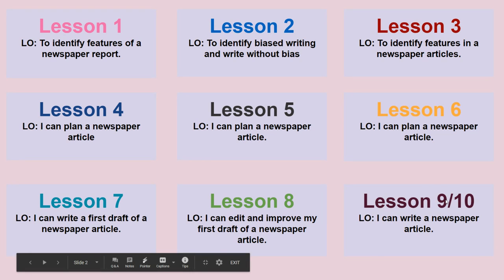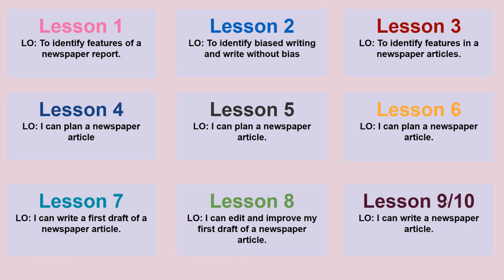That means joined together. So as you can see here, we've got lesson 1 is to identify the features of a newspaper report. 2 is to identify biased writing and write about biased. Lesson 3 is to identify features in newspaper articles and reports. They're sort of the same thing in this aspect. We've got lesson 4 is I can explain a newspaper article. Lesson 5 is I can plan a newspaper article as well as lesson 4. Lesson 6 is I can also plan.